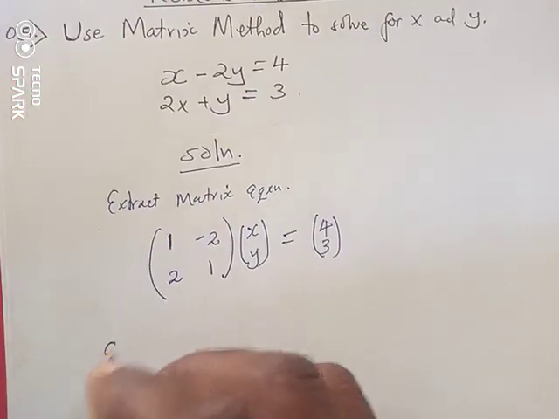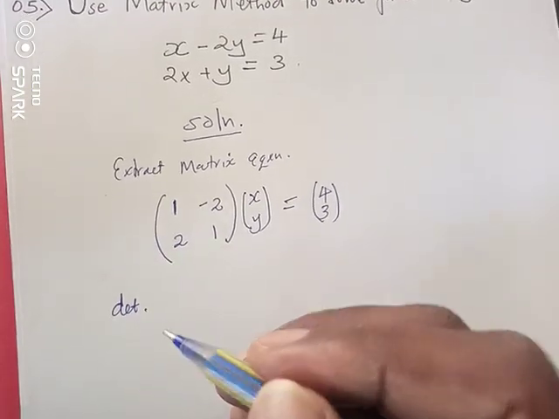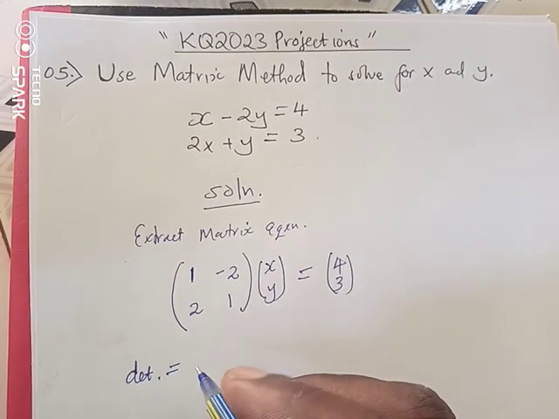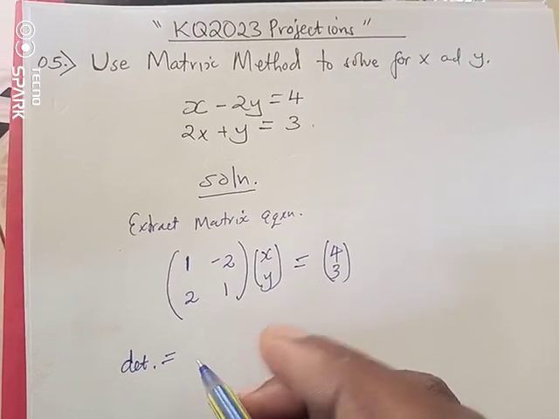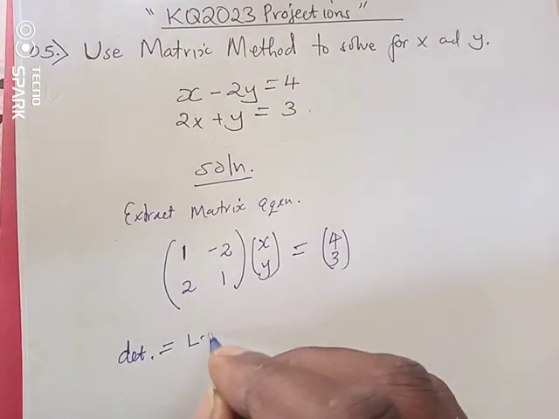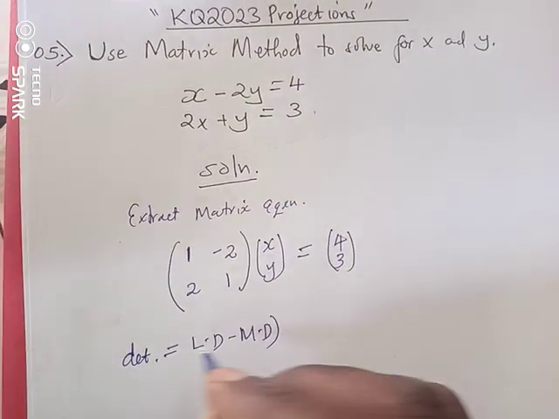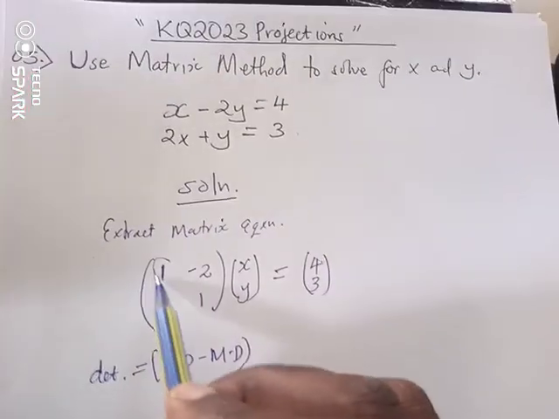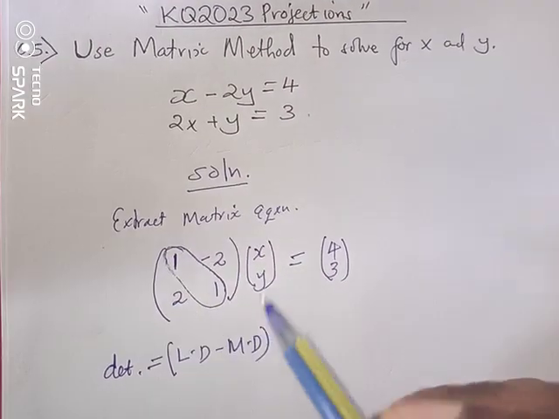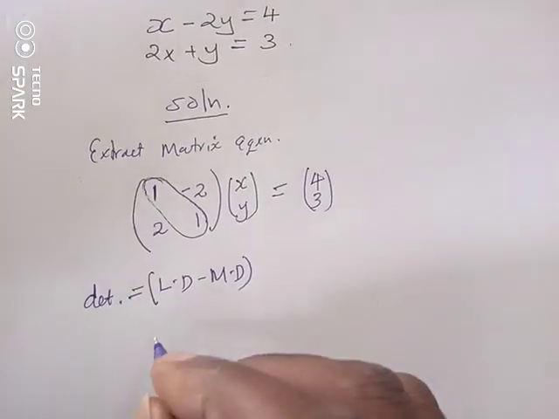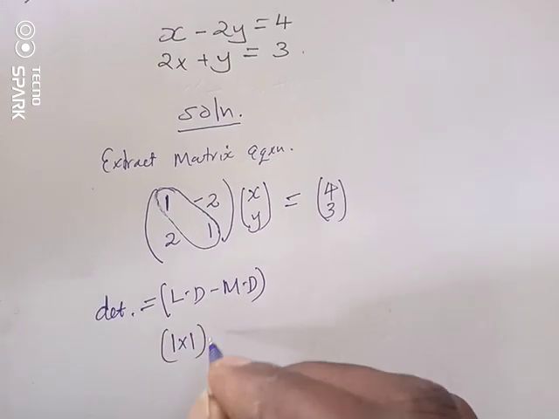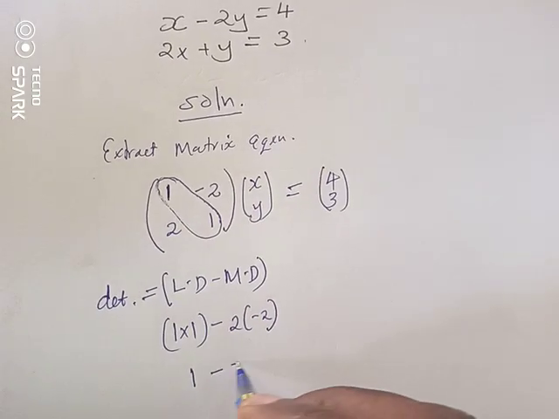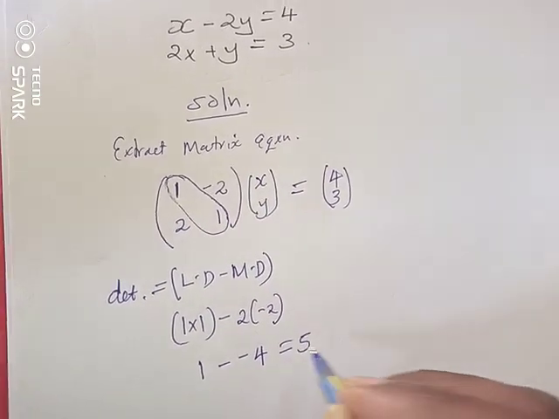So from here we are going to get the determinant. Let me call it det. The determinant is usually the difference in the products of the leading diagonal and the minor diagonal. So the leading diagonal minus the minor diagonal. The leading diagonal here is 1, 1. So 1 by 1 is 1, minus 2 by negative 2. So that is 1 minus 4, so we shall have 5.